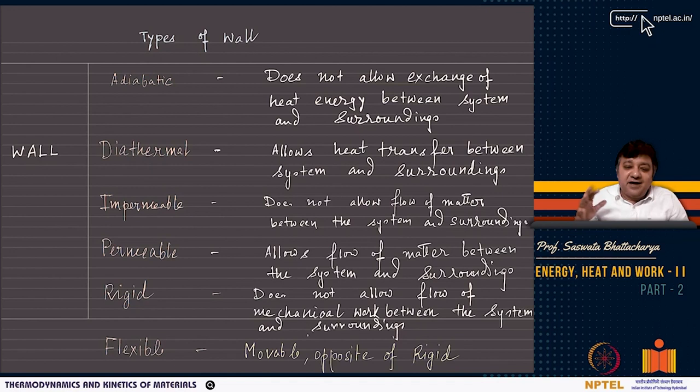The same idea applies if, instead of system and surroundings, I think of two subsystems or a composite system containing many subsystems separated by these different types of walls. We can relax some conditions: we can make these walls adiabatic or diathermal, permeable or impermeable, or rigid. Rigid means it does not allow any readjustment of volume or any flow of mechanical work between the surroundings. On the other hand, if it is flexible, which is the opposite of rigid, then your piston can go down or up, and as a result you can perform mechanical work on the system when the walls between the system and surroundings are flexible.